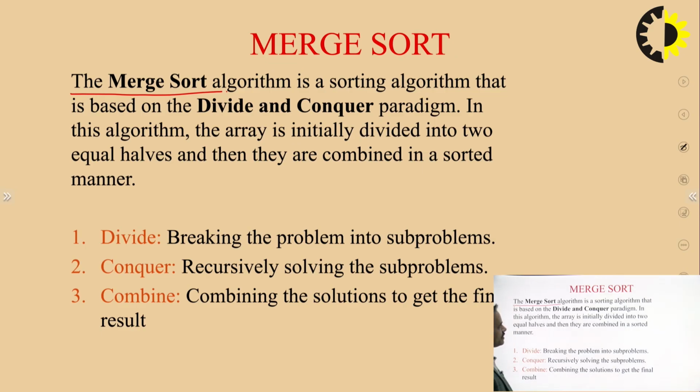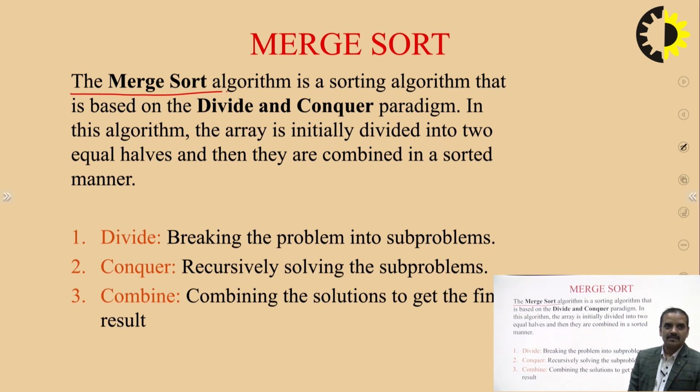The merge sort algorithm is a sorting algorithm that is based on the divide and conquer approach. Divide and conquer approach means we have to divide the given data into subsets, then sort the data. After that, we have to combine, and we find the final solution by using this algorithm.